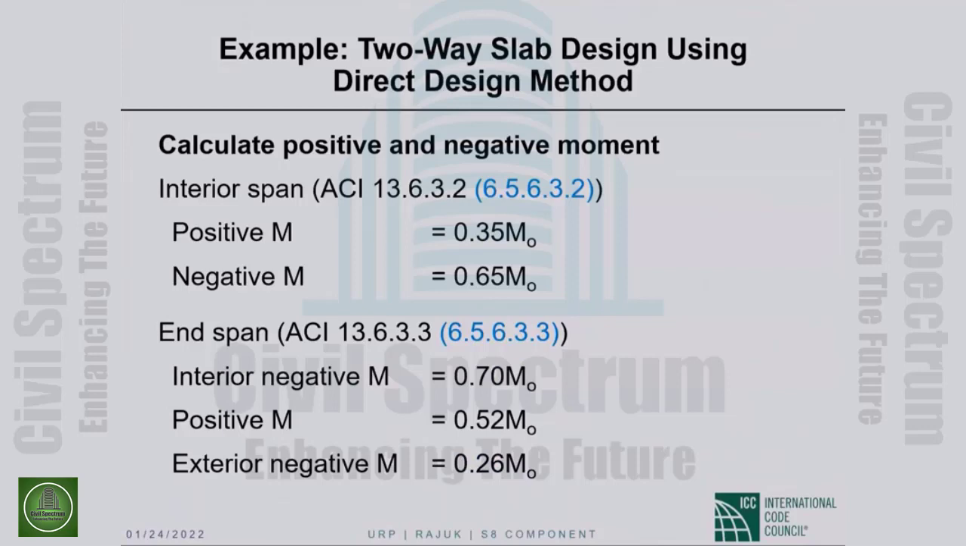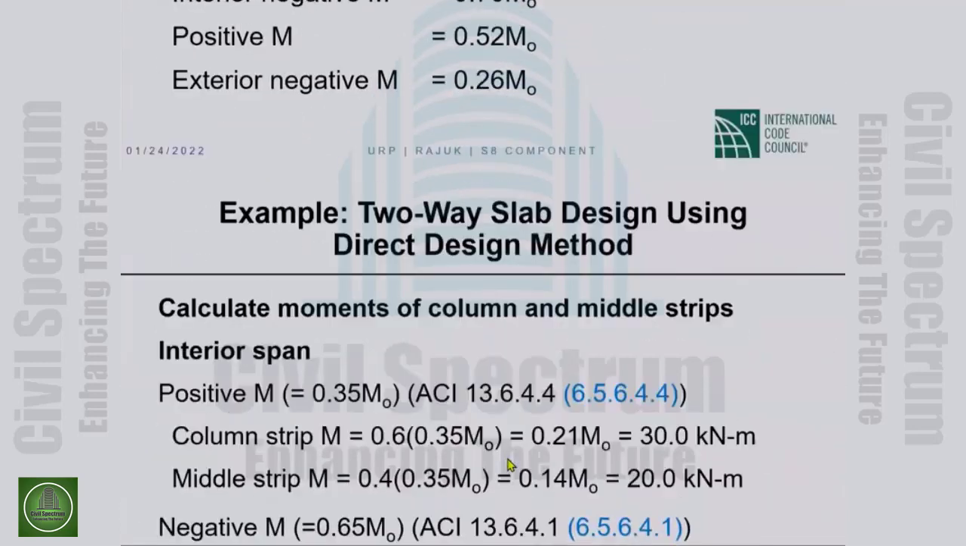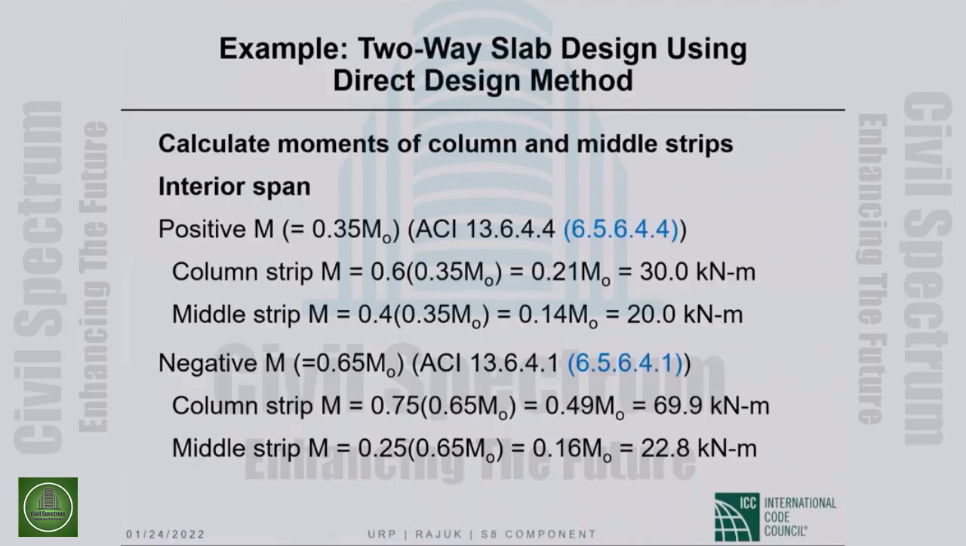142.6 kilonewton meters. Interior span, the distribution is 65% to the supports and 35% to the span. For the end span, the distribution is 70% of M sub 0 is the interior negative moment, 52% is the span moment, 26% is the exterior negative moment. Okay. So we are now talking about the interior span.